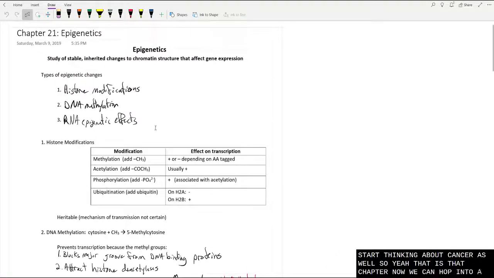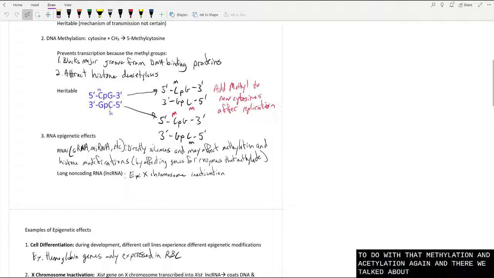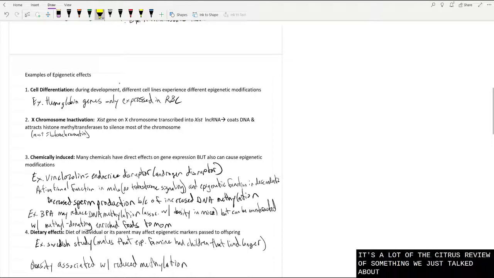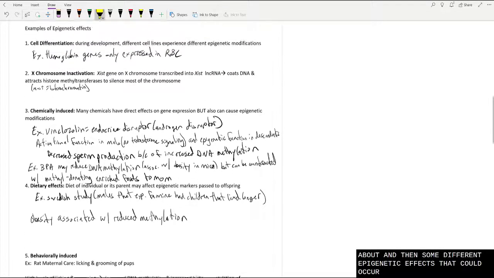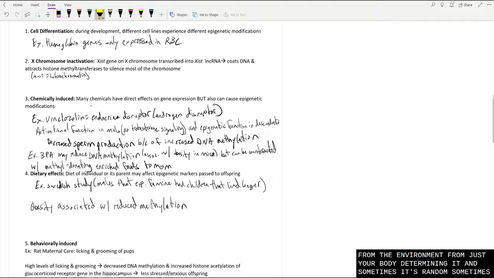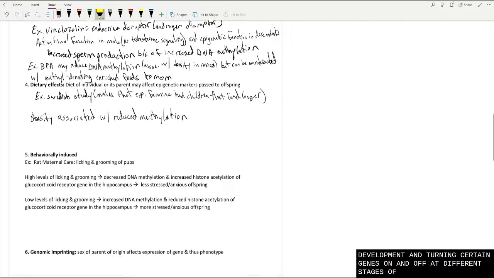Now we can hop into epigenetics. And again, epigenetics has a lot to do with that methylation and acetylation again. And there we talk about the CpG islands again, and those being heritable. So a lot of this is just review of something we just talked about. And then some different epigenetic effects that could occur. They could be from the environment or from just your body determining it. And sometimes it's random, sometimes it's not.